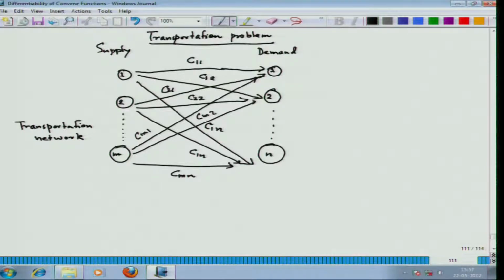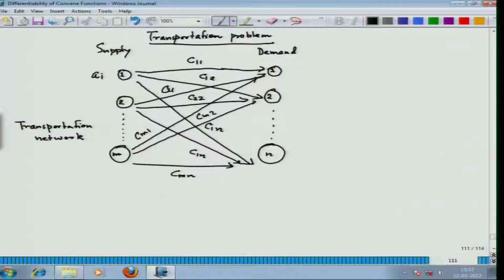Now, if this is the case, then let us proceed. Every warehouse has some amount of say books or any other materials. This warehouse has A1, this has A2, this has A3, and there is a certain amount of demand from each of these places. So, the demand is B1, B2, up to Bn, and the supplies go up to Am.